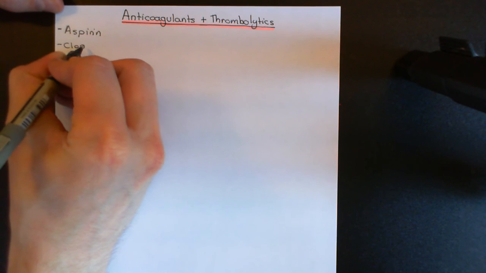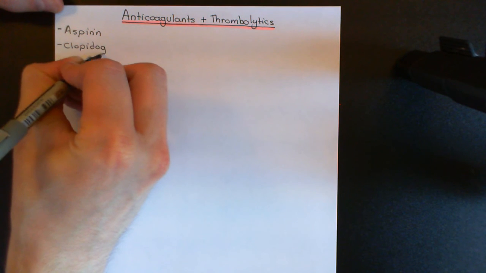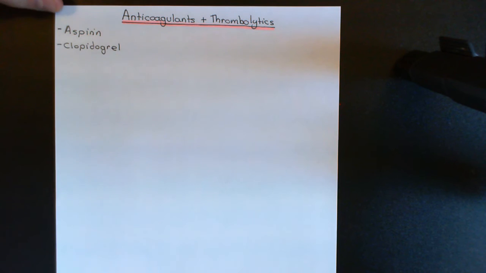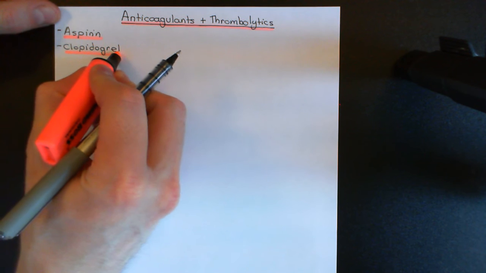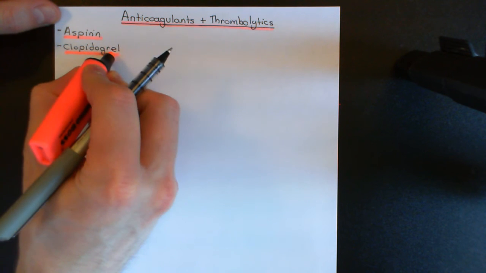And I want to explain how it is that these drugs make it less likely that you will actually get thrombi forming. So we'll begin with aspirin and then we'll talk about clopidogrel. They actually have very similar mechanisms. Both of these are going to stop the chain reaction of platelet activation.